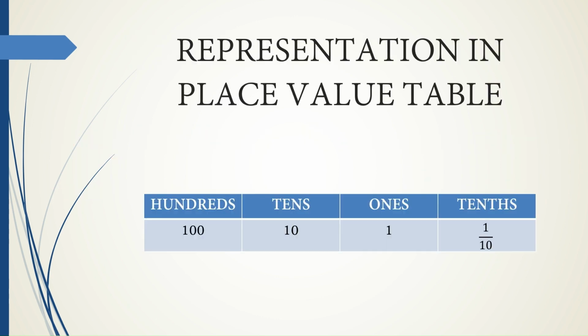We'll see how to represent numbers using a place value chart. Say we have a number like 19.4. To write this, we know that towards the left of the decimal point is the ones place. So this is the ones place and this is the tens place. So we'll start at the tens place. We'll write 1 here, in the ones place 9. And towards the right of the decimal point is the 1/10th place. So here we have to write 4.